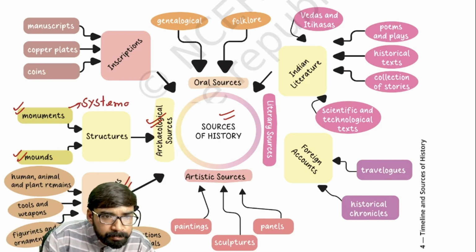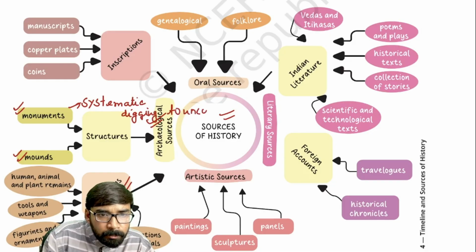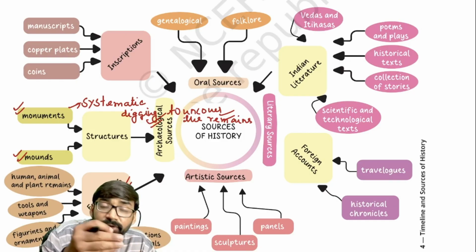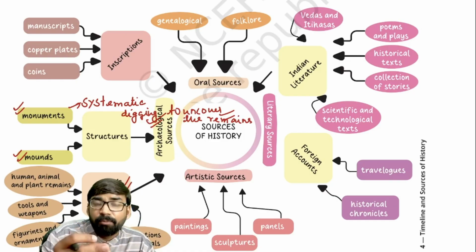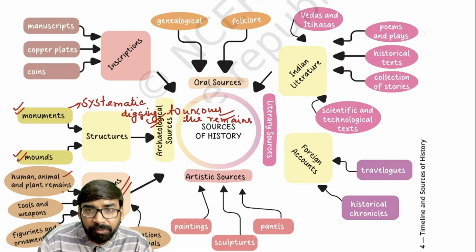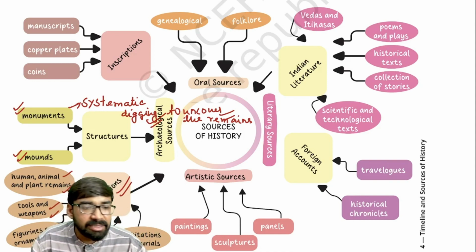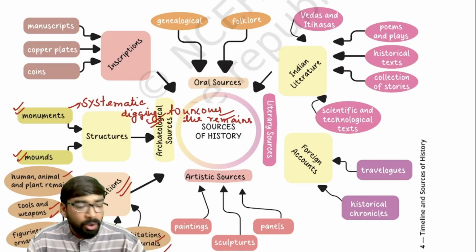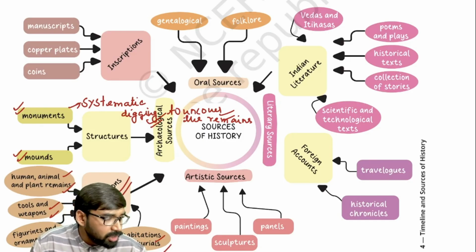What is archaeological sources? Systematic digging to uncover the remains. Now it actually talks about the study of structures like monuments, mounds, etc. Then excavations like human, animal, plants remains. Then tools and weapons, figurines and ornaments, pottery and toys. Then habitations and burials. All these things come under archaeological sources.